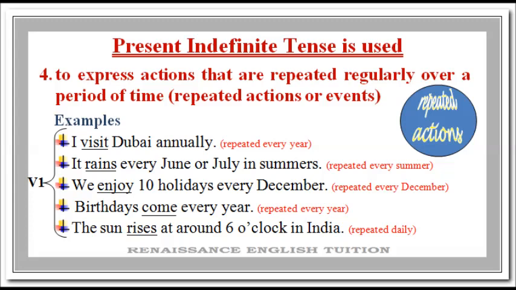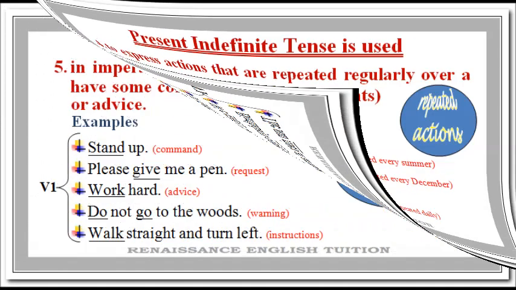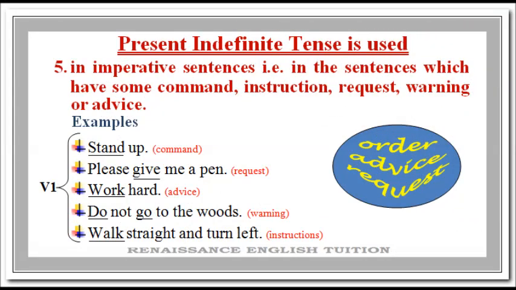Hence, for repeated actions we use the present indefinite tense. The event may be repeated daily, annually or quarterly, etc. Now moving to the next point, the present indefinite tense is also used in imperative sentences, that is in the sentences which have some command, instruction, request, warning or advice.